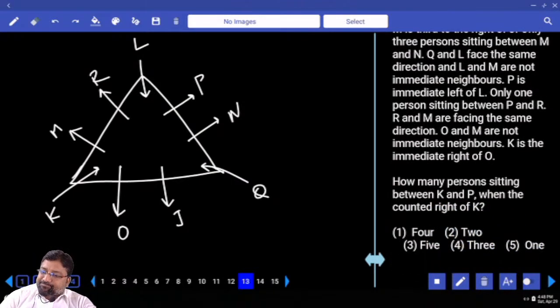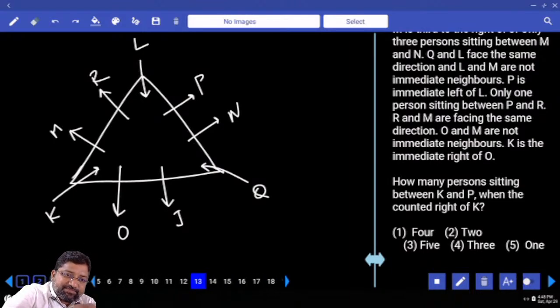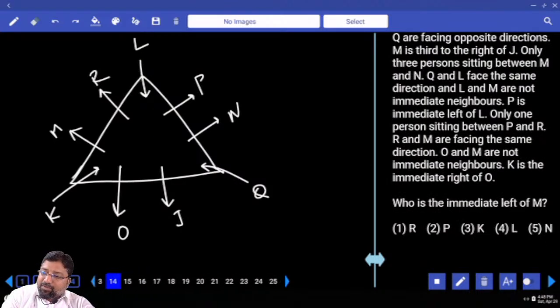13th. How many persons sitting between K and P when counted to the right of K? 4. This is the right of K. 14. Who is to the immediate left of M? K.